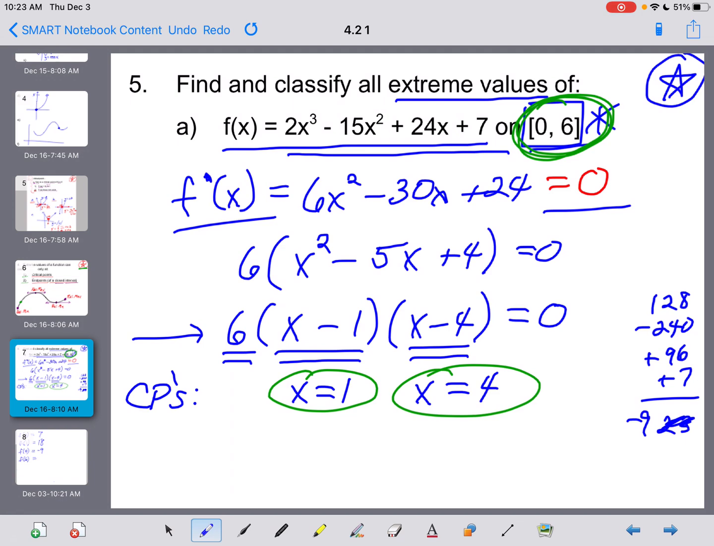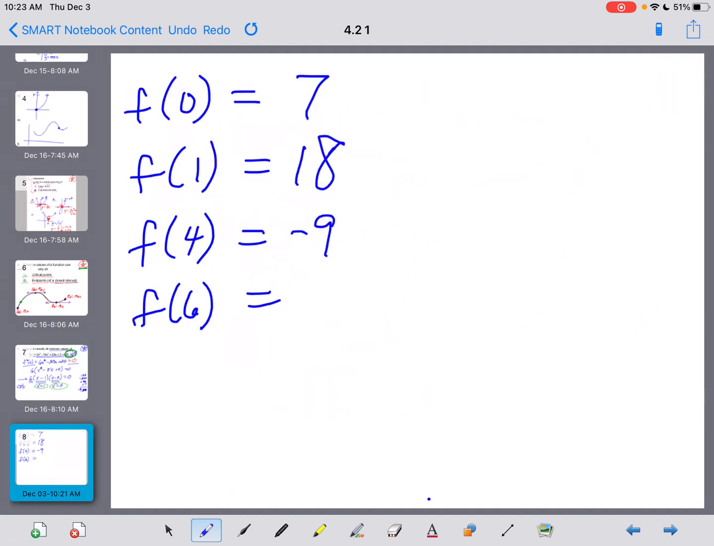Here we go. So we've got 2 times 6 to the 3rd power, minus 15 times 6 squared, which I can do in my head, that's 36, plus 24 times 6, and then plus 7. I came up with 43 for the value of f of 6.